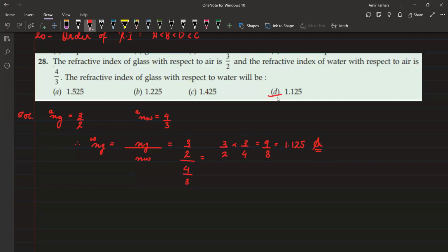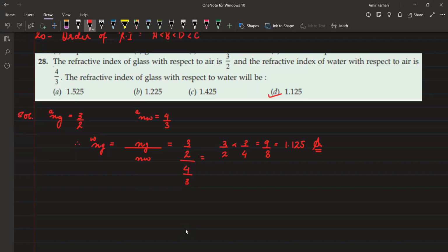Is it clear, everyone? Please let me know. Yes, sir. Any doubts so far to anybody? Please say yes or no. No, sir. Okay, everyone. So this is the refractive index of glass with respect to water. Clear? That's how we calculate this. So this is the question related to refractive index.